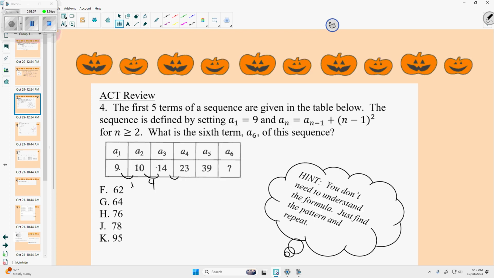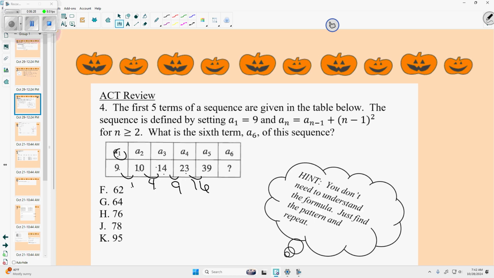I see the 1, I see a 4. 23 minus 14 is 9 there. The next one is 16, absolutely. So looking at those numbers, 1, 4, 9, 16, those are pretty important numbers. They have a pattern on their own. Those are squares, perfect squares.